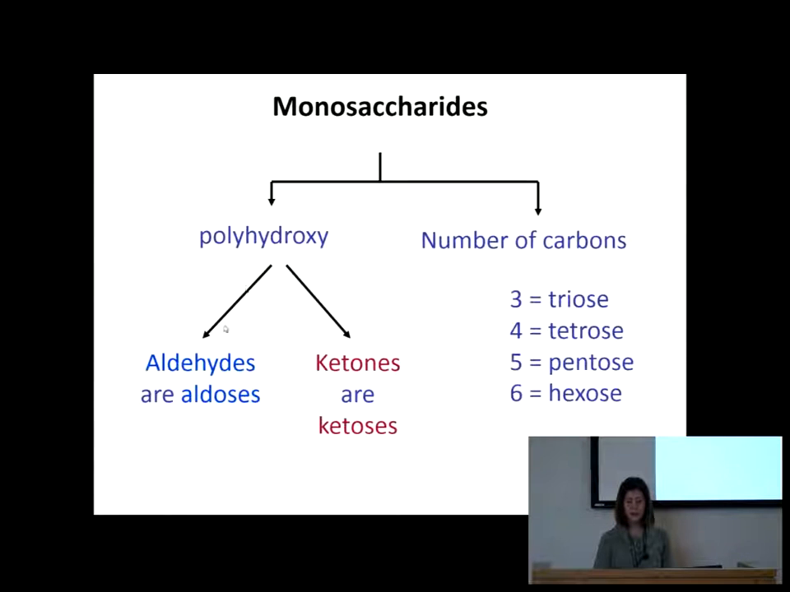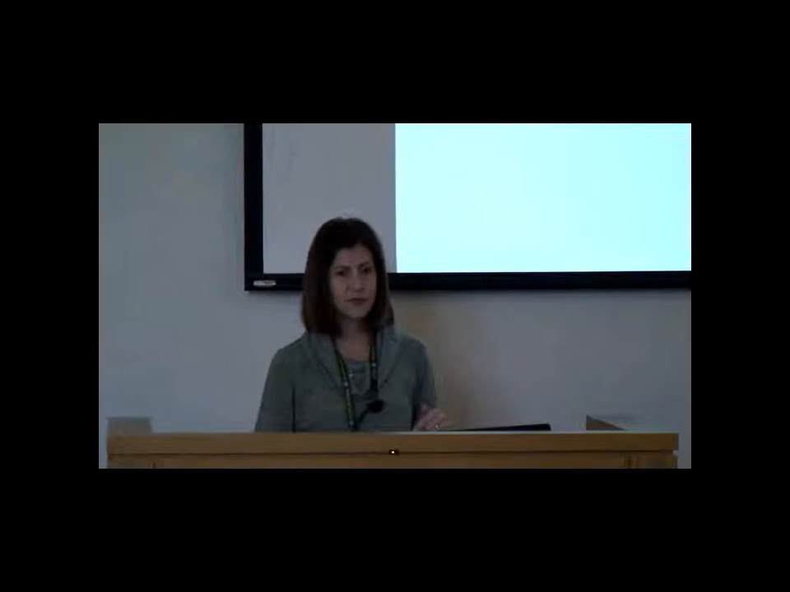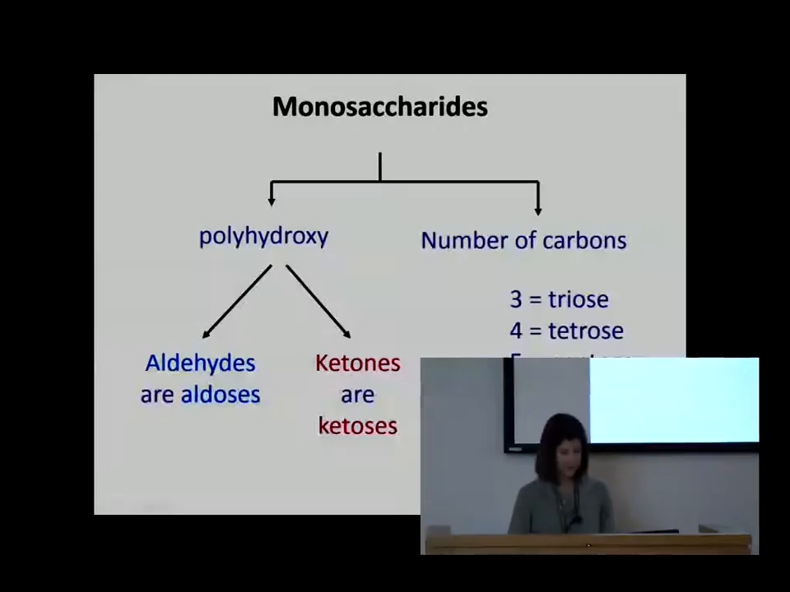So we name it as, if it has an aldehyde in it, that means the carbonyl is on the end. It's an aldose. If the carbonyl is the second one down, it's going to be a ketose. Do you think that the OSE stands for a sugar? See that in all of them?